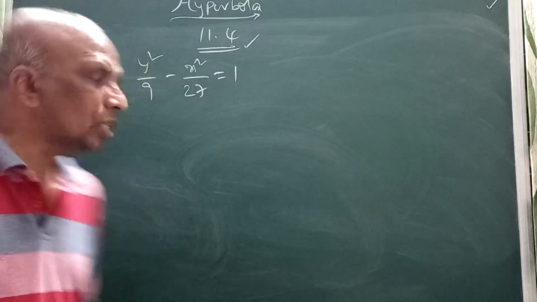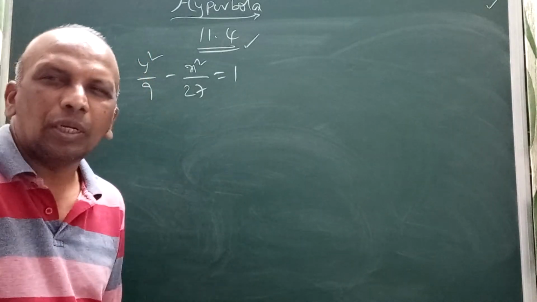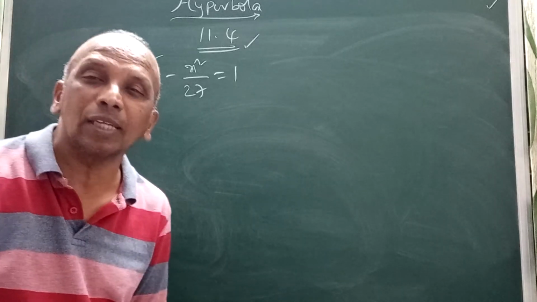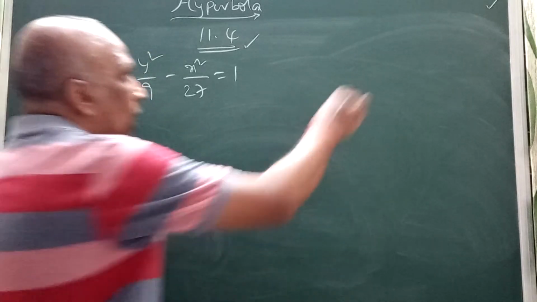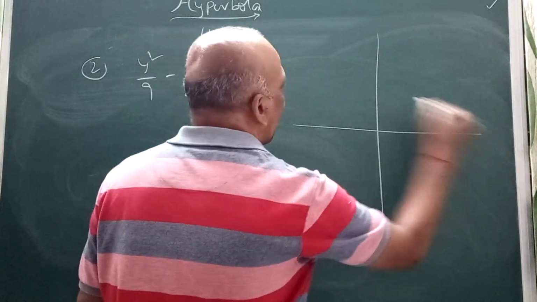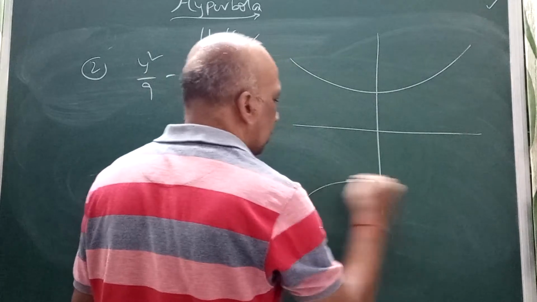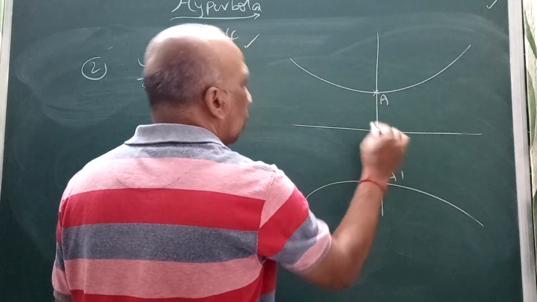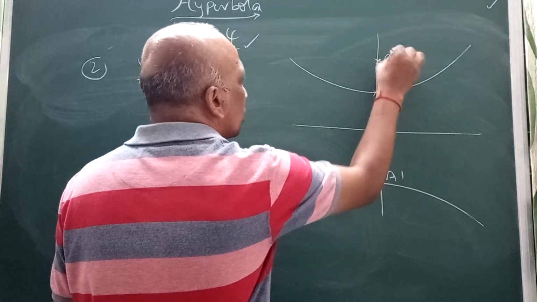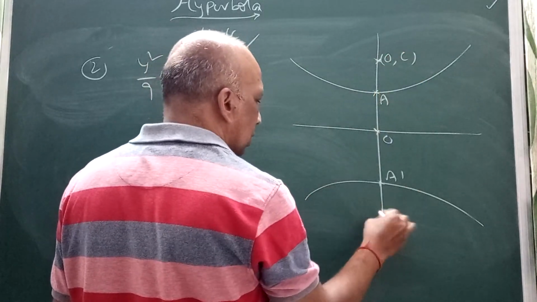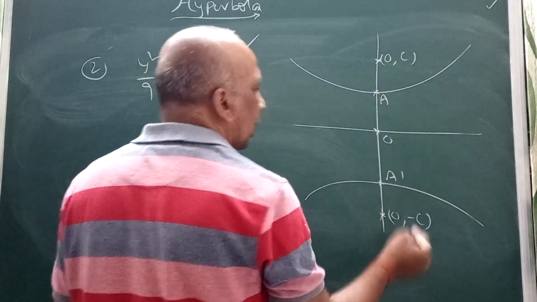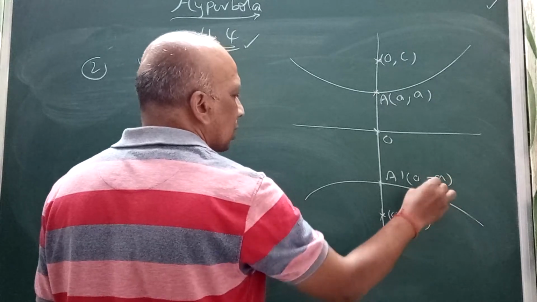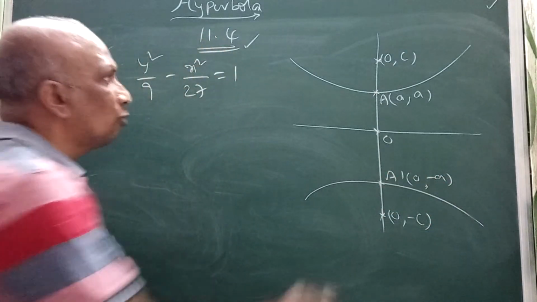Here the coefficient of y square is positive. Definitely in that case, in this hyperbola, the transverse axis is along the y-axis. So I can write this. This is along the y-axis. This is A dash, origin. Again, this is the focus 0 comma c. This is the focus here. You get 0 comma minus c, right? 0 comma a, 0 comma minus a, right?